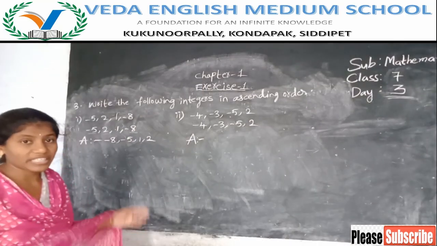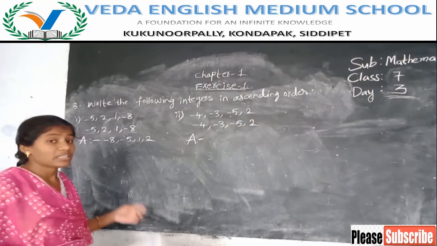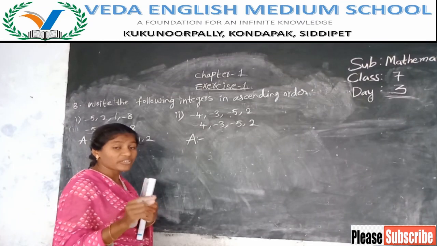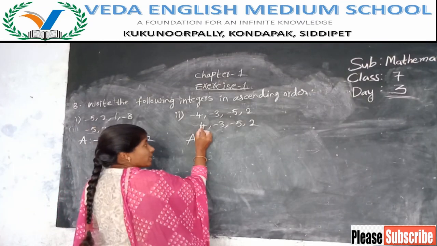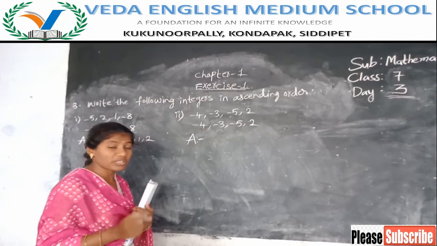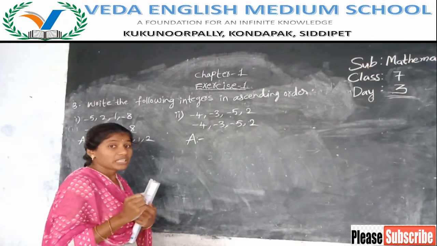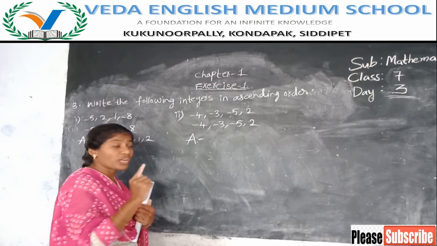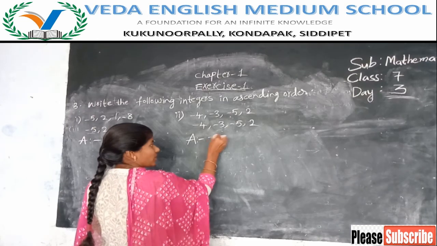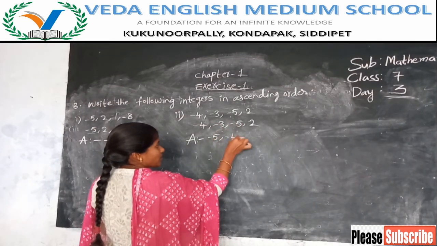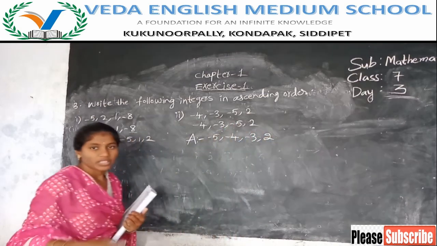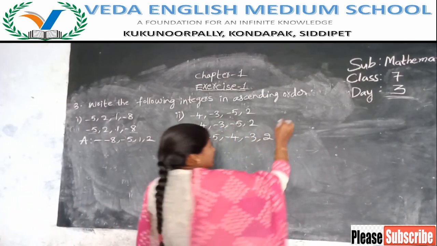Out of the 4 integers, what is the first smallest number? For a smaller number, you have to always go for negative numbers. Minus 4, minus 3, minus 5, these 3 are the negative numbers. Out of these 3 negative numbers, what is the first smallest number? Greater number becomes smaller. Minus 5, minus 4, minus 3, last 2. It is the ascending order.